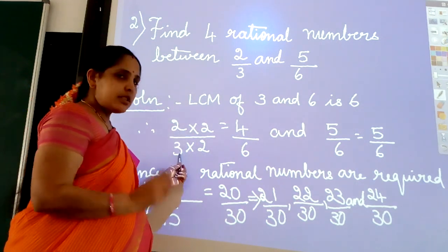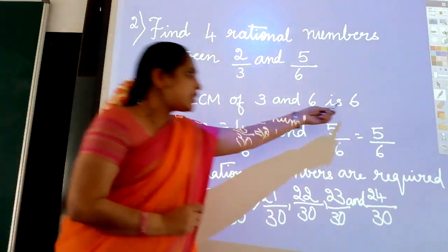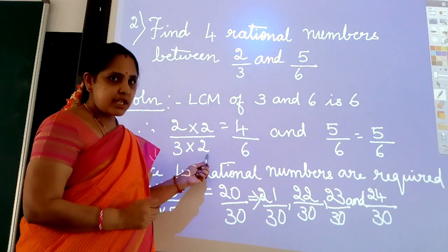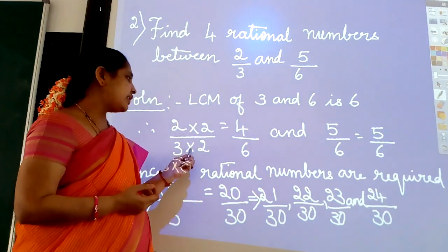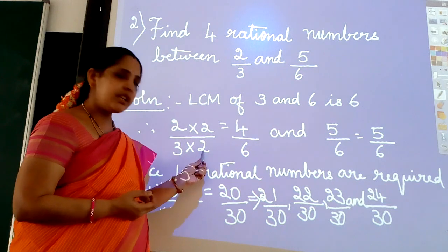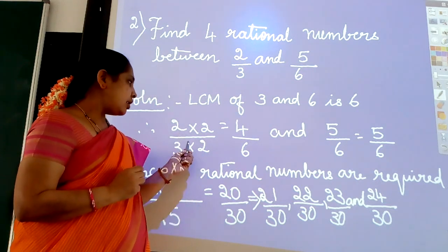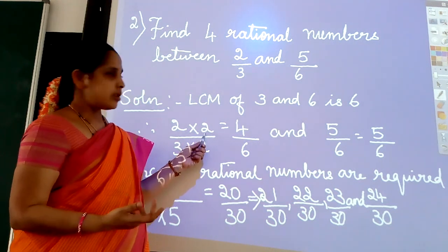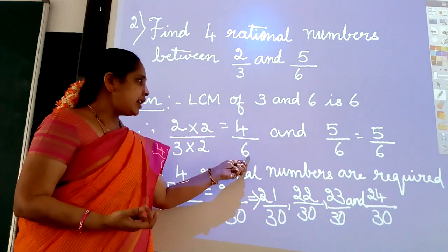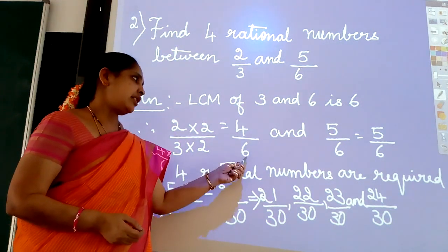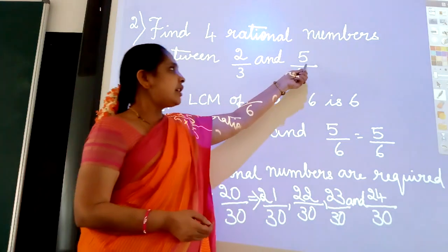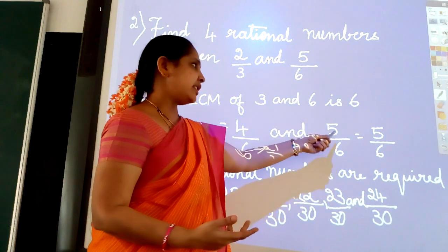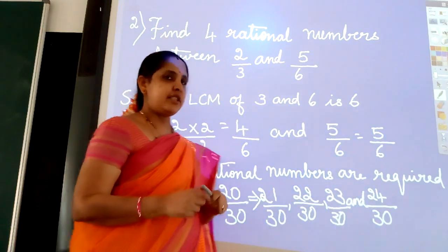So 2 by 3 is the given rational number. 6 is the LCM. I have to convert this denominator into 6. How do I do it? I multiply this by 2. 3 twos will give me 6. So I am also going to multiply the numerator by 2. So I will get an equivalent rational number as 4 by 6. And the other number already has 6 as a denominator, so I straight away write it as 5 by 6 as it is.